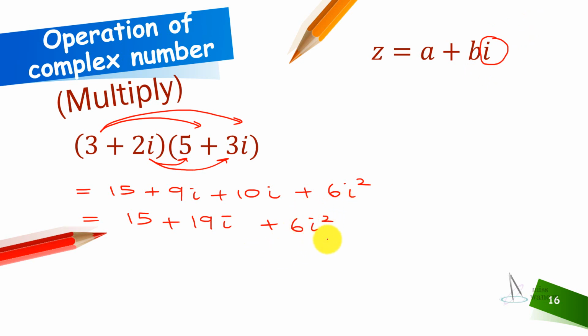So we already simplified i squared previously. So i squared is actually -1. So what we have here is 15 plus 19i plus 6 times -1. So we're gonna have 15 minus 6, so this is 9 plus 19i. Okay, so done with this.